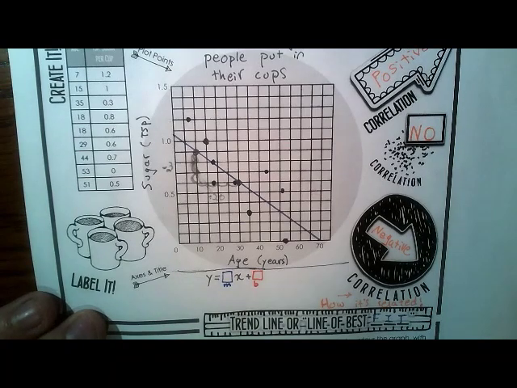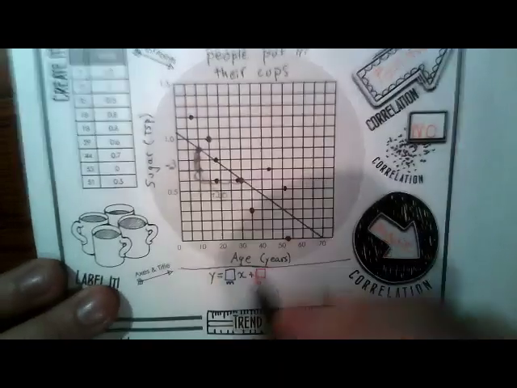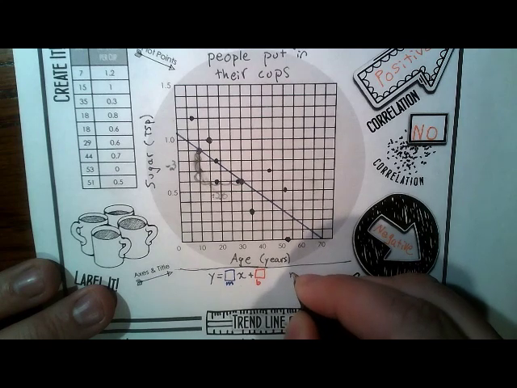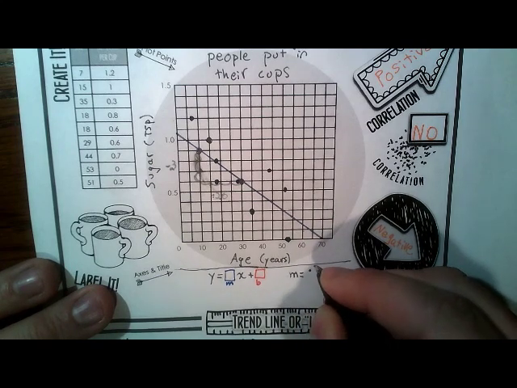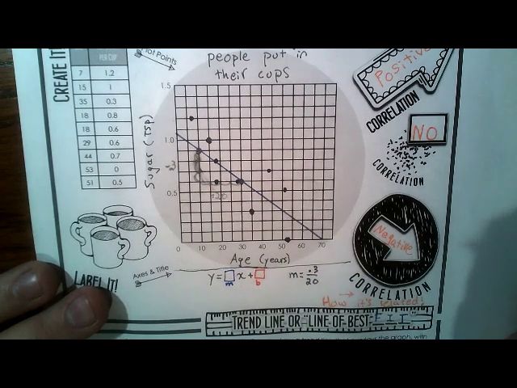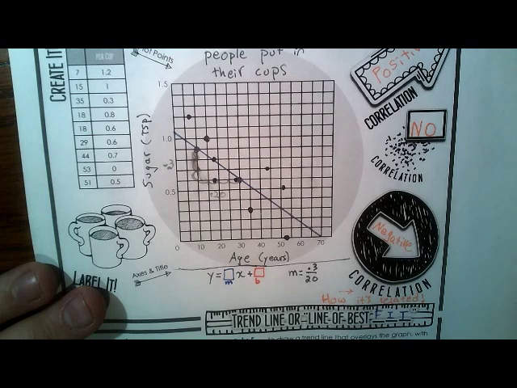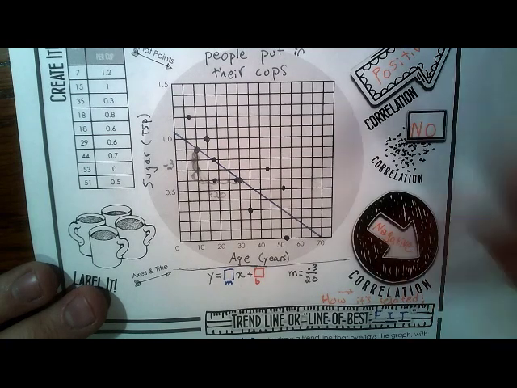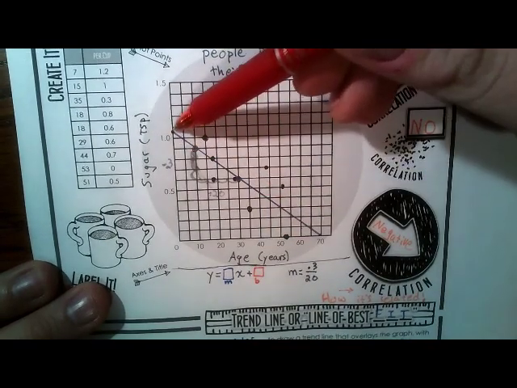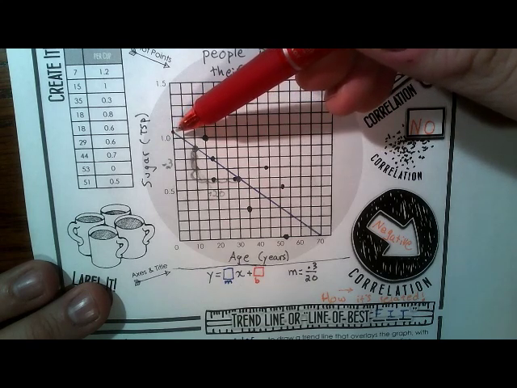So let me stop using gray. That's not a very good color to use. So my slope is rise over run. That's going to be 0.3 over 20. Okay, so that's my slope. My y-intercept is going to be where it crosses the y-axis. And that's going to be about here. And you're going to have to estimate it. It's not quite 1.1. Looks to me like it might be 1.08 maybe.